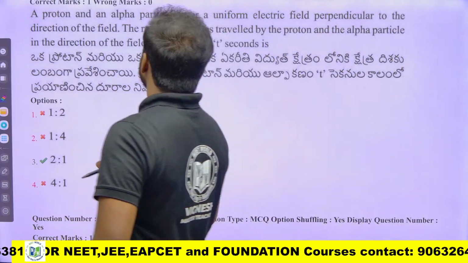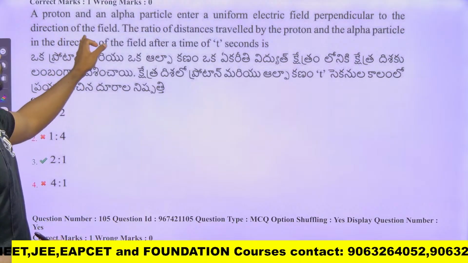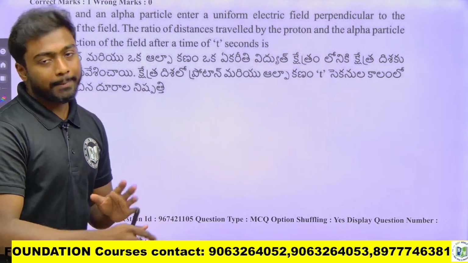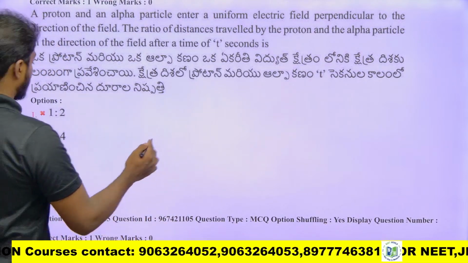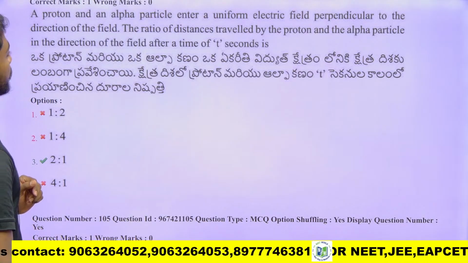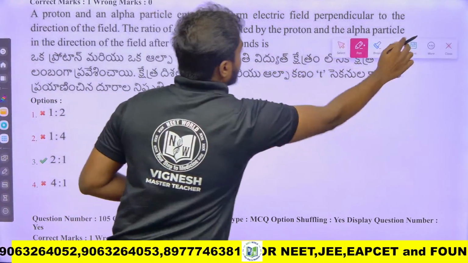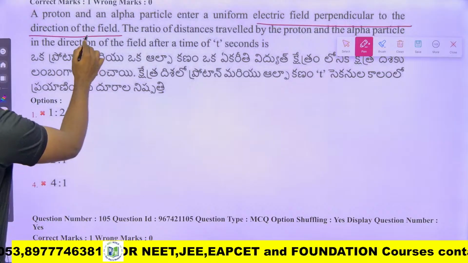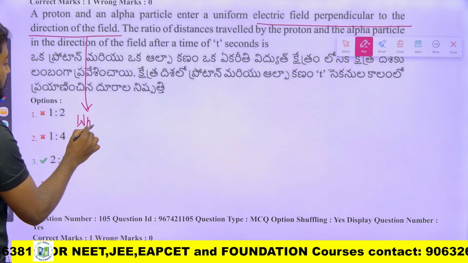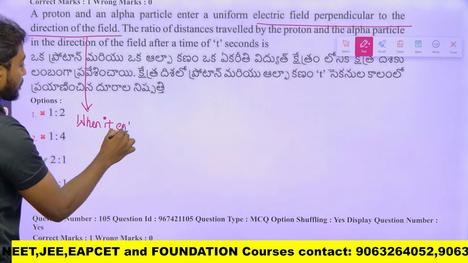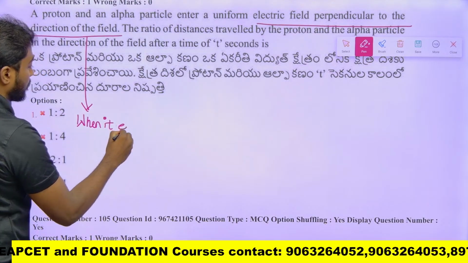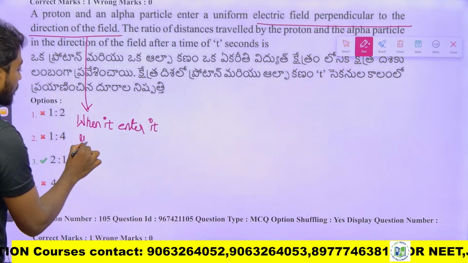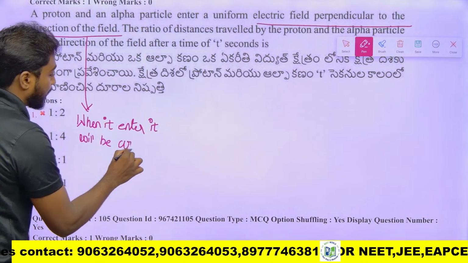What they have given is that it is going perpendicular to the direction of the electric field. So whenever a particle enters the electric field, it makes a circular path, that thing you should keep in mind. So I will write it here. In an electric field, perpendicular to the direction of the field, when it enters, it will be in a circular path.